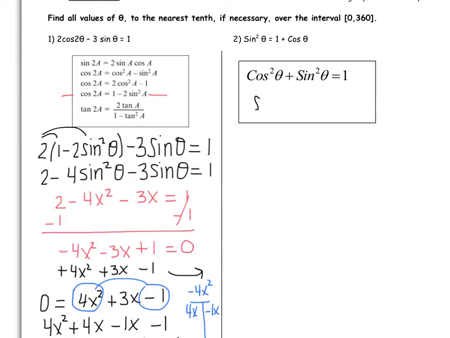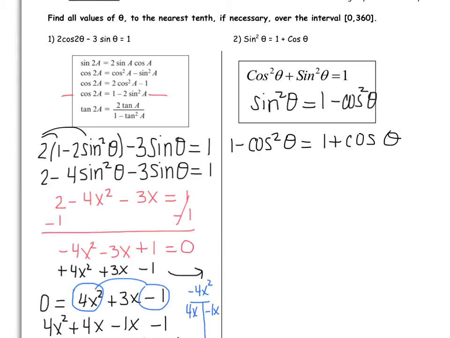So therefore, sine squared theta is equal to 1. Remember, this one's going to stay, and this is going to move over. So 1 minus cosine squared theta. So we're going to replace sine squared theta with 1 minus cosine squared. So 1 minus cosine squared theta equals 1 plus cos theta. Okay, what do you think we should let x equal? Cos theta. So 1 minus x squared equals 1 plus x.